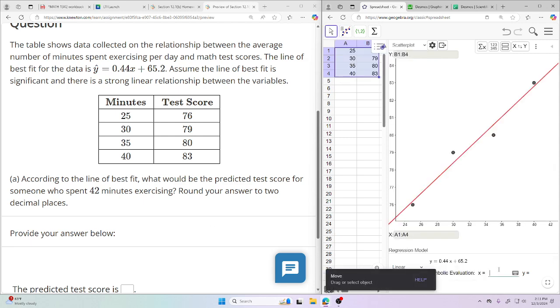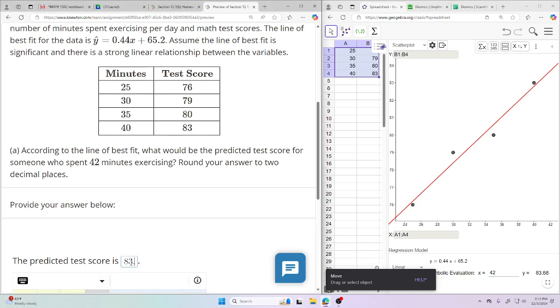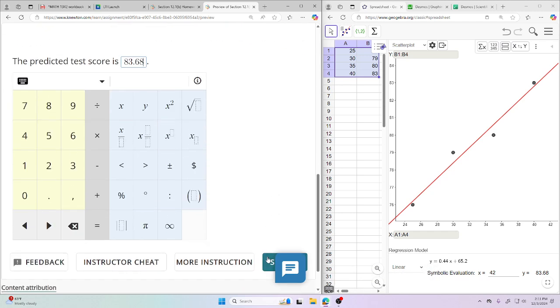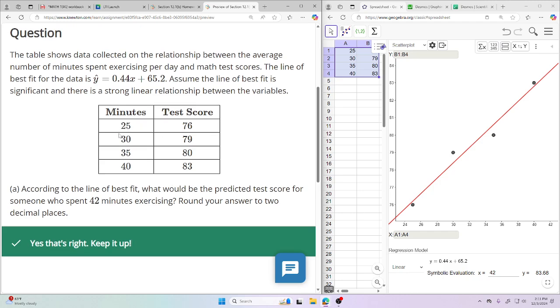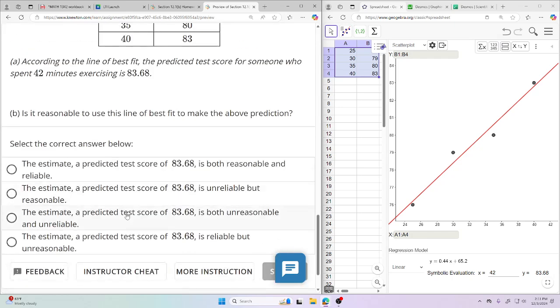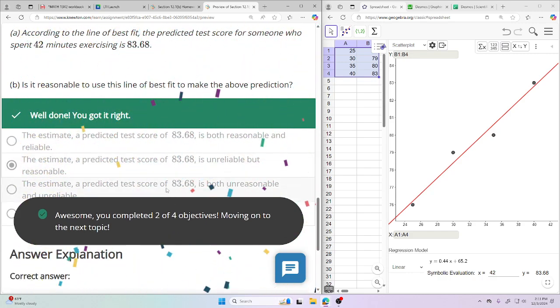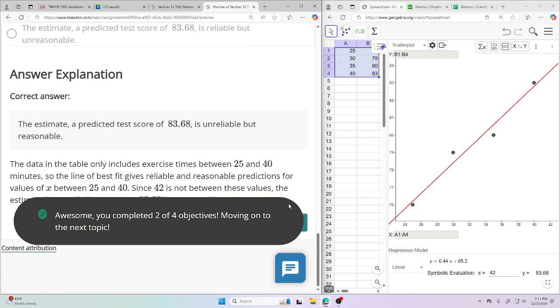So it says what's going on at 42? Put a number in: 83.68. Awesome. Now, is 42 in my zone? No, but it's close. So I would say it's unreliable but reasonable. That's that phrase, I don't know if you want to write that down or not, but that's the "hey, this will work, kind of." Chad says it would work. It'll work in Chad's world answer.